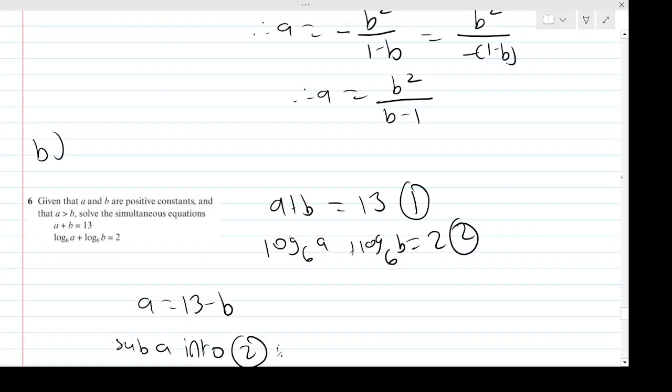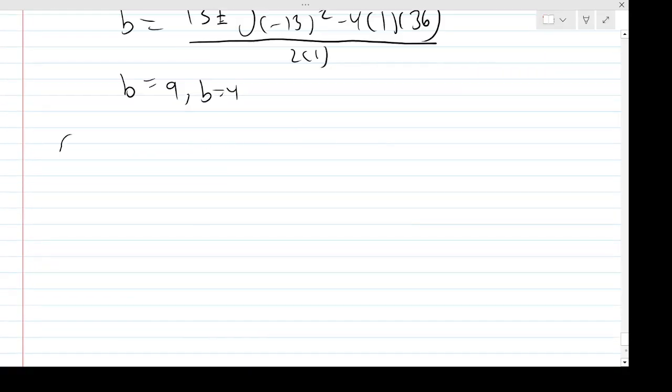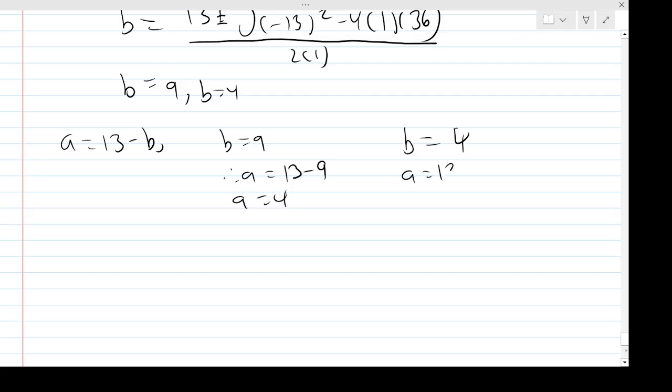So that's my value of B. Then simply to get A, we know A is 13 minus B. So if B is equal to 9, that means A is 13 minus 9, which is 4. And if B is equal to 4, then A is 13 minus 4, which is 9. So we've got the solutions: A is 4 and B is 9, or A is 9 and B is 4.